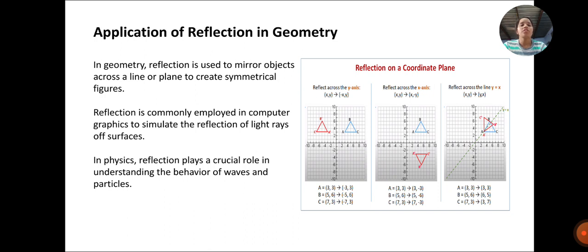Application of reflection in geometry. In geometry, reflection is used to mirror objects across a line or plane to create symmetrical figures. Reflection is commonly employed in computer graphics to simulate the reflection of light rays off surfaces. In physics, reflection plays a crucial role in understanding the behavior of waves and particles.